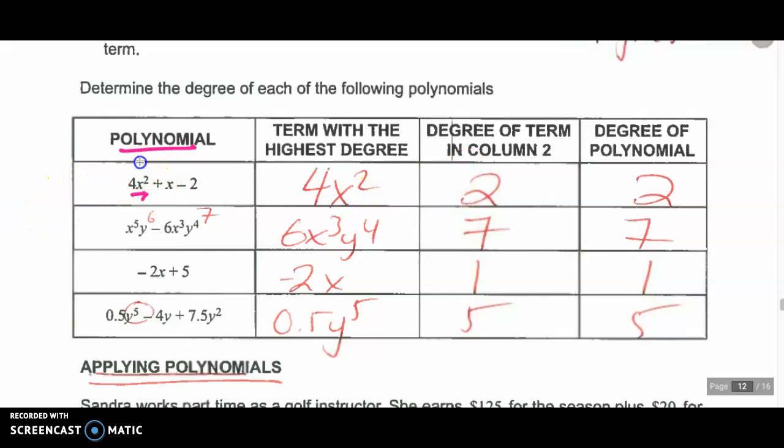So this guy has a degree of 2, this guy has a degree of 1, this guy has a degree of 0. This guy's the biggest, therefore he wins. The degree of the polynomial is 2.